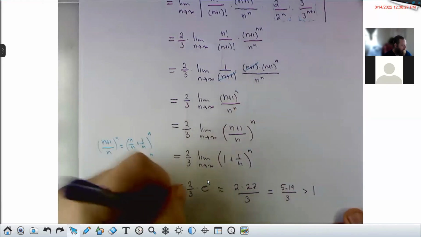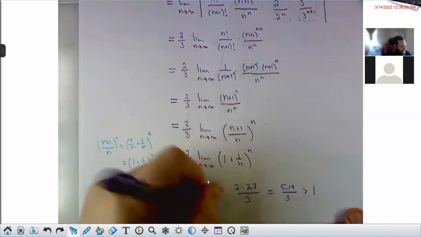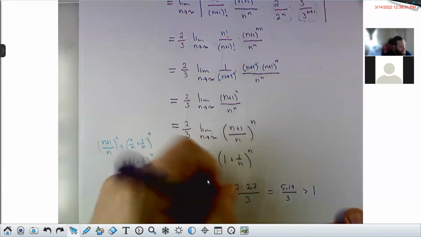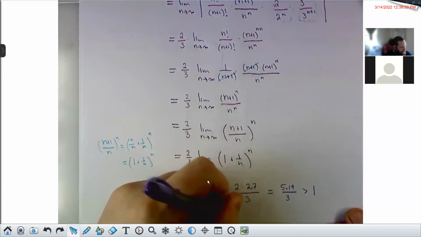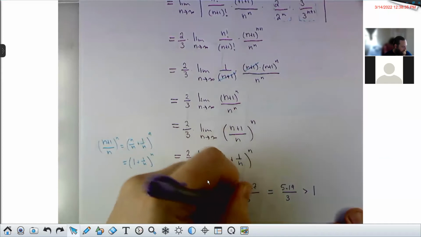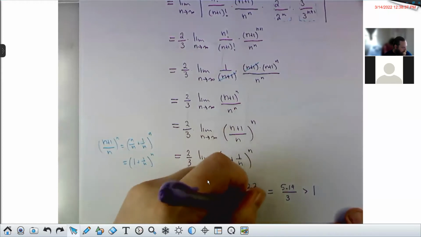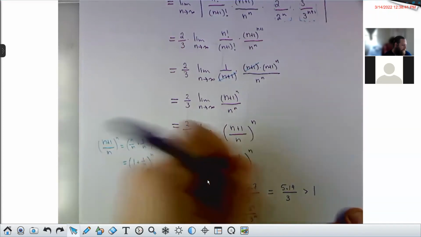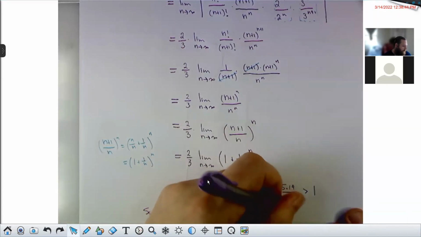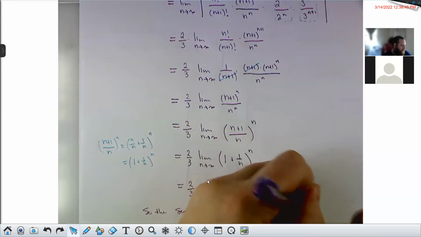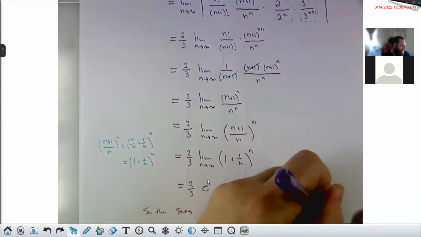So the series S equals sigma, n from 1 to infinity, of n to the n times 2 to the n over n factorial times 3 to the n, diverges by the ratio test.